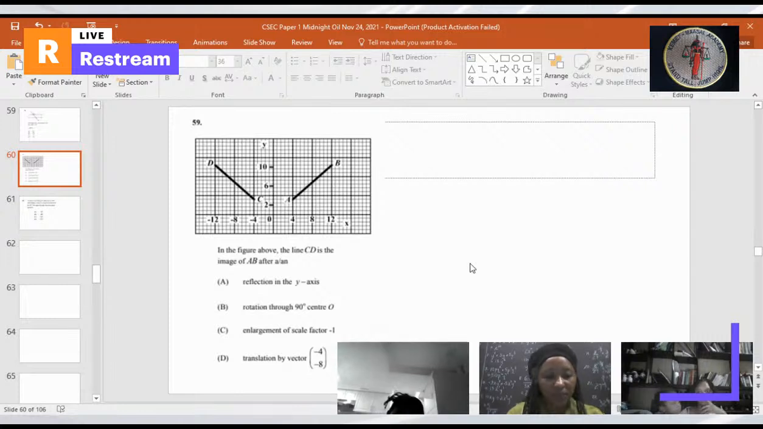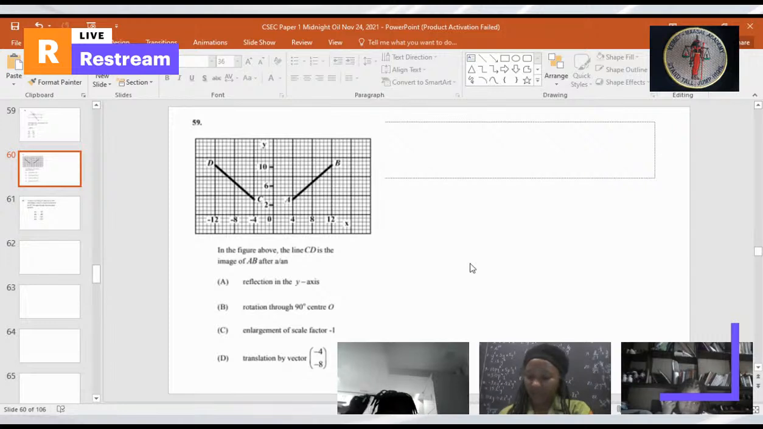All right. How about this one? I think we had this one last week as well. Yes, miss. Read it for me, Imani. Number 59. In the figure above, the line CD is the image of AB after a... Miss, for that one, I have reflection in the y-axis.